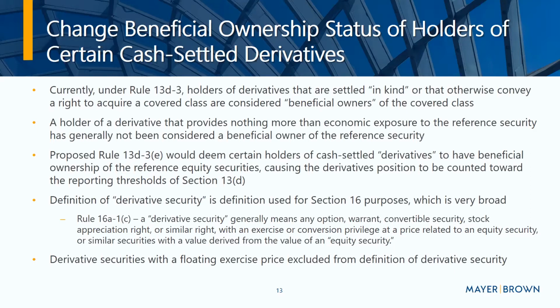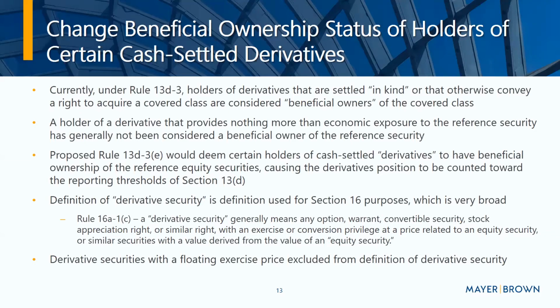And finally, there's a concern that those positions could be used, if they're publicly announced, to gain influence or a seat at the table. This proposal would bring certain cash-settled derivatives explicitly within the instruments that confer beneficial ownership. It would do that by applying to cash-settled derivatives as defined for Section 16 purposes. The definition is here on slide 13, and for current purposes, schematically, you could think of that as being, for instance, a cash-settled call option on an equity security.